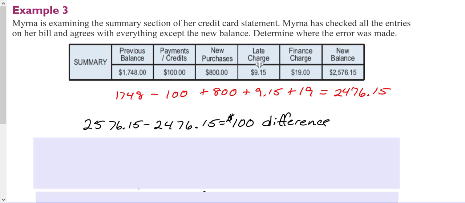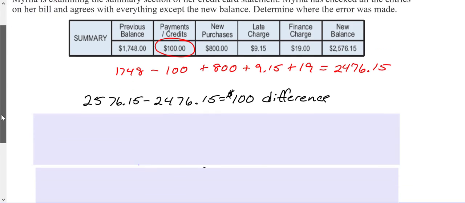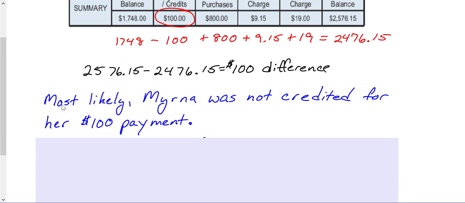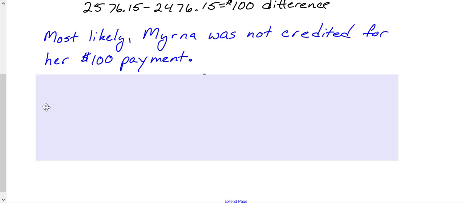So if we look at the statement, you can see that right here under payments and credit, $100 pops out at me. And Myrna's balance looks like she owes $100 less than what the credit card is stating. So what is most likely happening here is that even though they recorded that she'd paid the $100 off on her credit bill, it wasn't actually credited to her account, and that is most likely why her balance is off. And it's important to look at this stuff as you get the bills in.